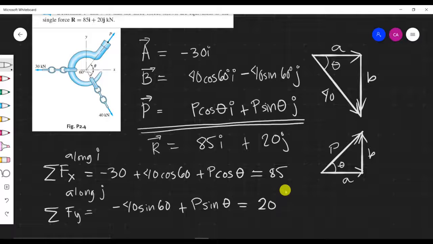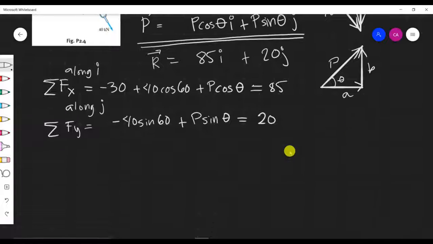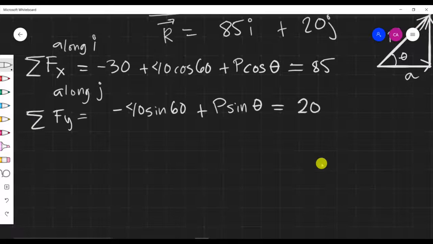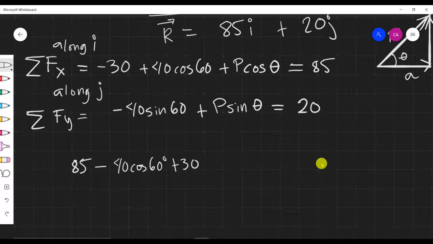Okay? So, may na tayong dalawang equation. Ilan yung unknown natin? P at saka theta. Ilan equations natin? Dalawa. So, 2 equations, 2 unknown, solvable. Para ma-solve natin yan, kailangan natin siyang i-reduce into one single equation. So, dito muna tayo sa unang equation. 85 minus 40 cosine 60 plus 30, okay, divided by cosine theta is equals to P.